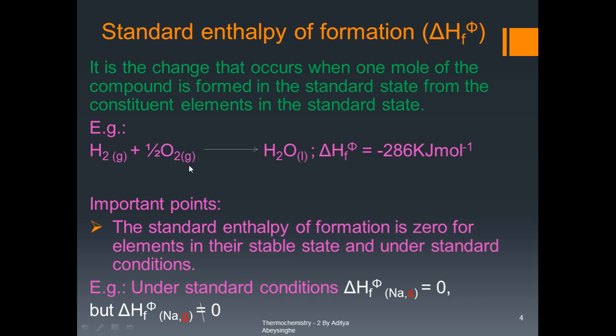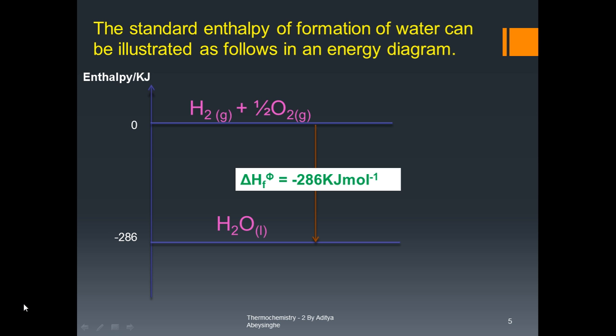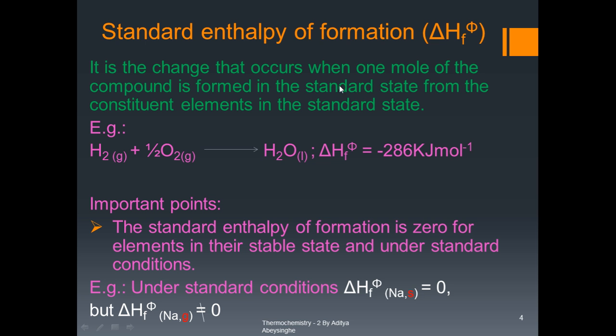So the coefficients of the products should be arranged accordingly in order to get a coefficient of 1 for the product which we form in this reaction. So we define the standard enthalpy of formation in such a manner. We define it as the change that occurs when 1 mole of the compound is formed. So we form 1 mole, so that's the reason as to why we take the coefficient as 1. We form 1 mole, and it should be in the standard state, and it should be from the constituent elements in the standard state.